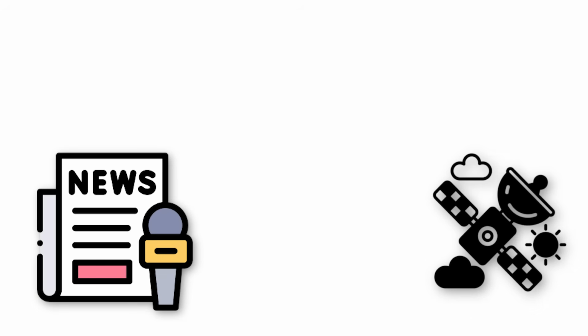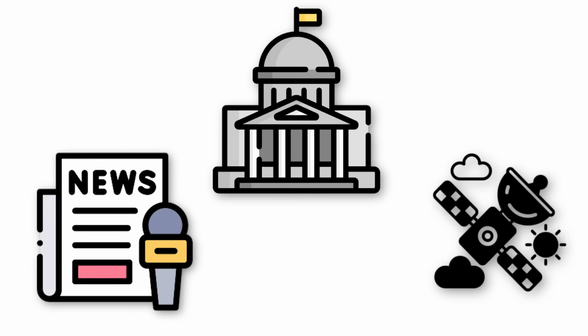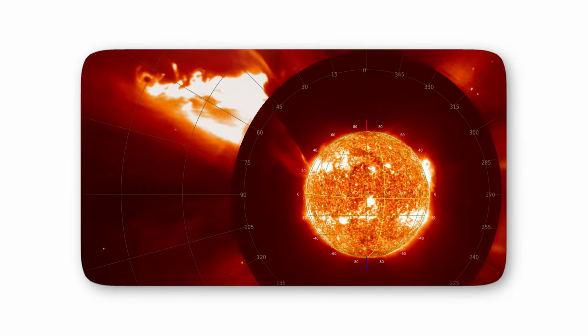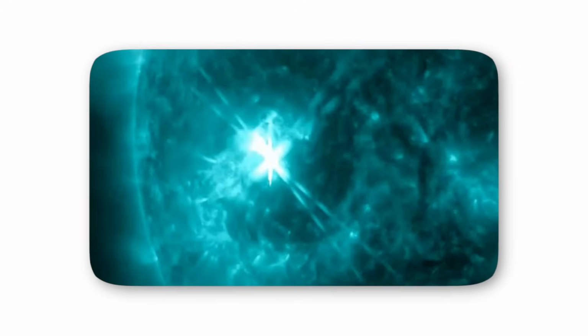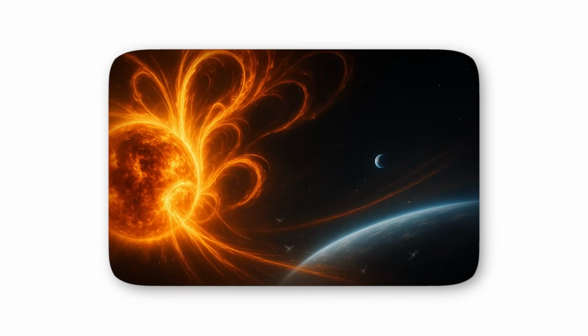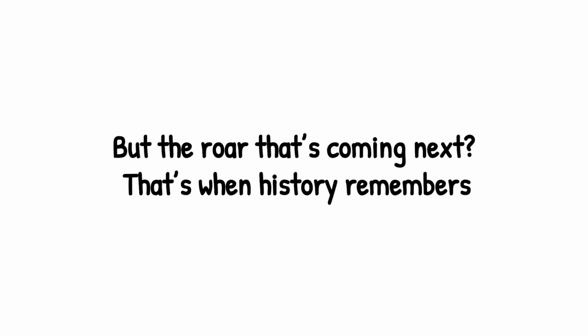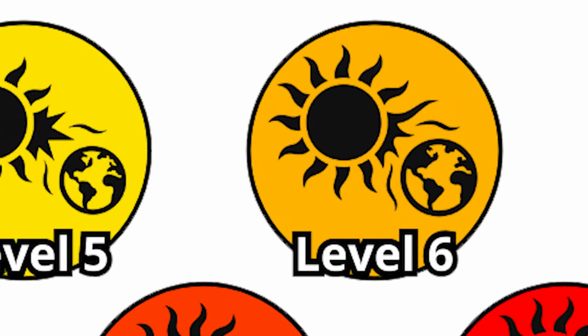News outlets pick up the story, space weather centers issue alerts, and governments prepare contingency plans. Because once M-class storms start reaching this strength, the next step, X-class flares, is where things turn from disruptive to outright dangerous. The sun has moved from whispers to shouts, and the echoes are already rattling through our technology. But the roar that's coming next? That's when history remembers.